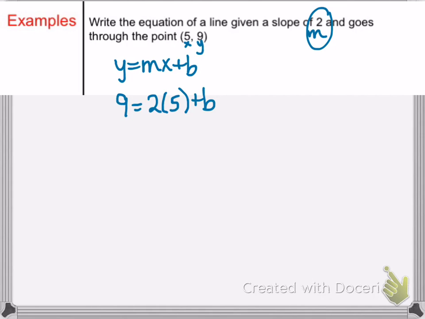Alright, so now this is something that you all can do. You can solve this equation for b. So I'm going to multiply 2 times 5. That's going to give me 10. And then I just subtract 10 from both sides. That's going to give me my b value of -1.